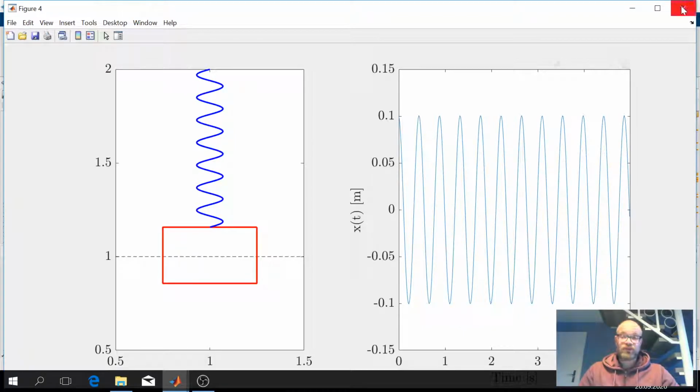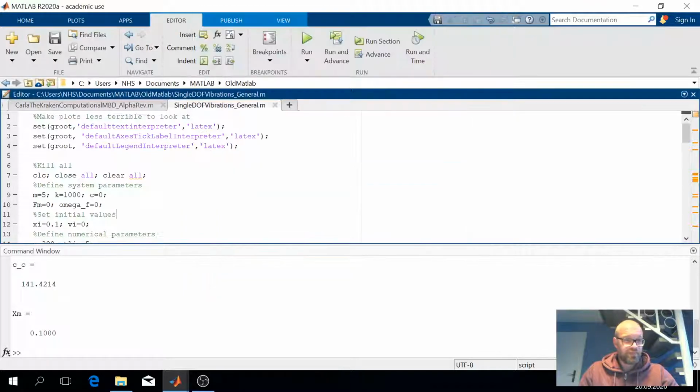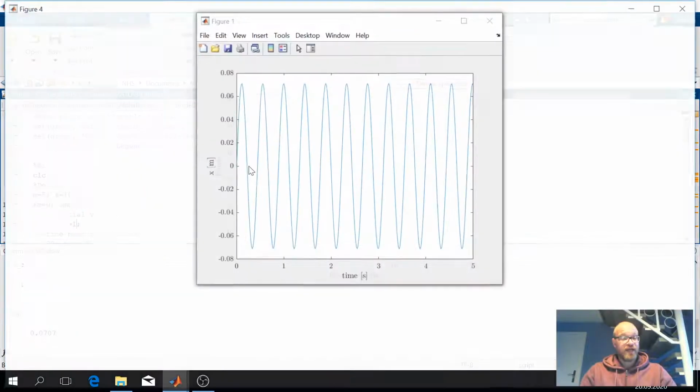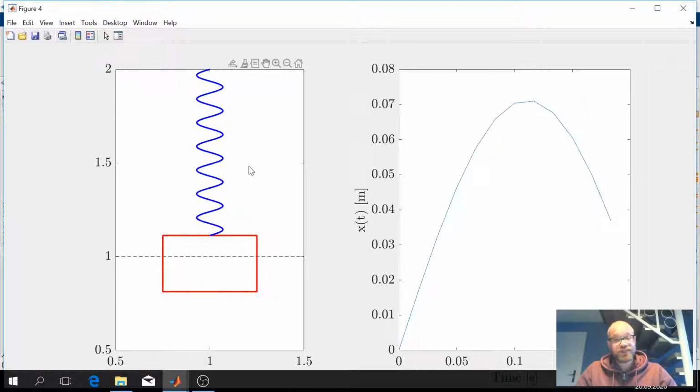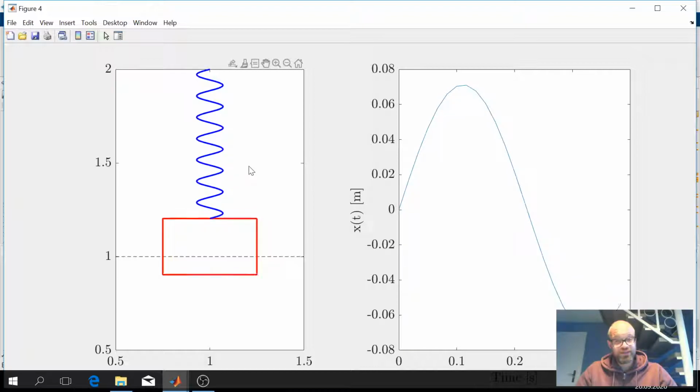Now, that was simple and fun. If I now go back here, I could also initiate a motion by giving my mass an initial velocity. I could, for example, do that by hitting it with a hammer, right? That's a very valid method of inducing vibrations. Hit systems with a hammer. So I will now give my system an initial velocity of 1 meter per second downwards.